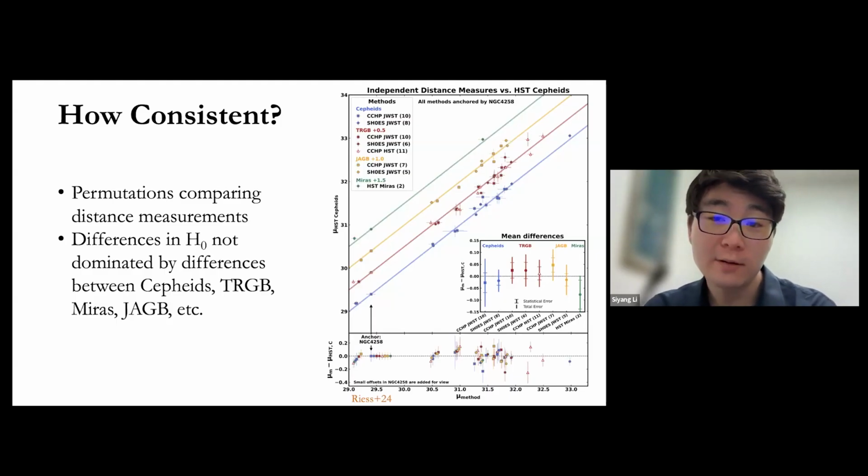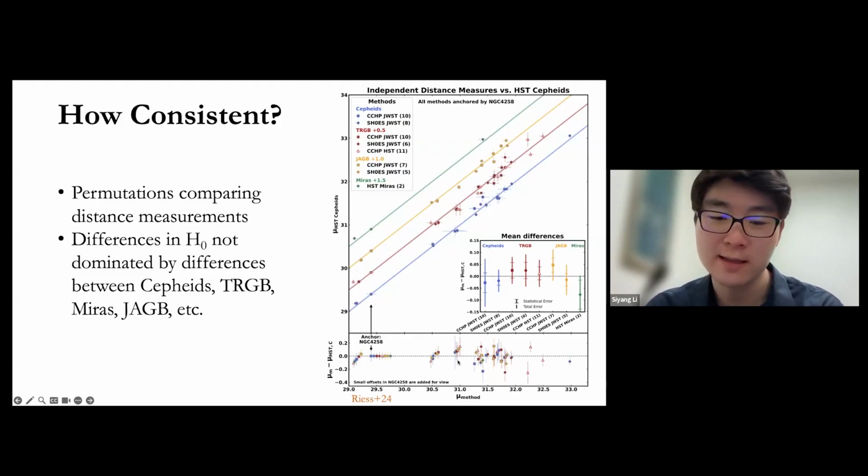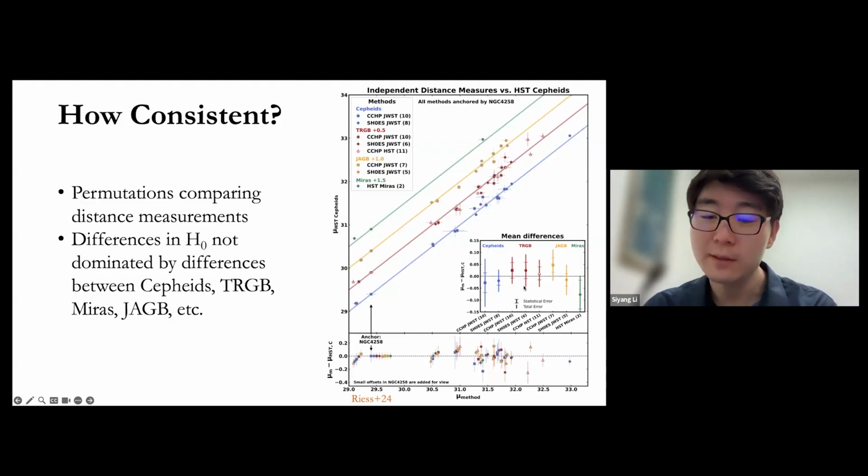We can also look at direct comparisons between all the JWST and HST measurements of different distances to galaxies using different standard candles: Cepheids, TRGB, JGB, and Miras. This was in Adam Riess's paper back in 2024. You can do different permutations and compare the differences, as shown here, between the distances to many galaxies.